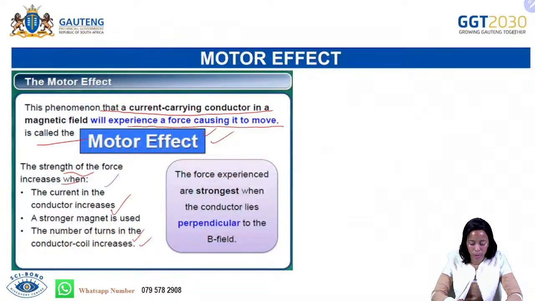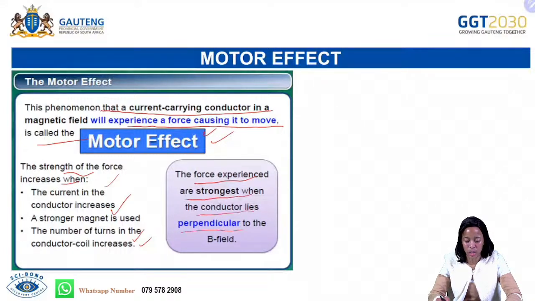Then it says the force experienced is strongest when the conductor lies perpendicular to the magnetic field lines.